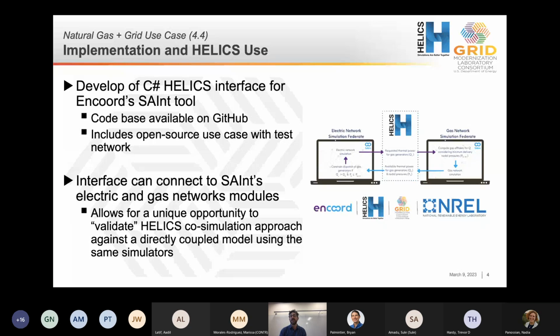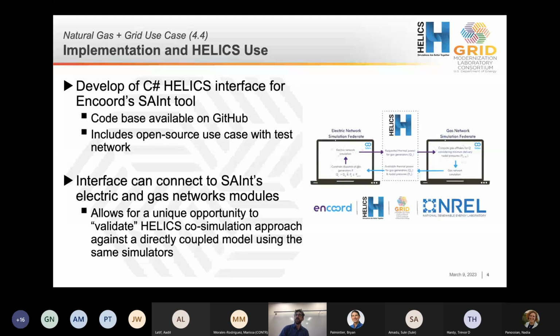A really exciting part of this use case was the fact that Saint also has an electric simulator, an electric federate that would model power flow. One of the things we took advantage of was to use this adapter to connect a gas and a grid co-simulation, using both of the Saint tools. This diagram on the right depicts it: we stick Helix in between what Saint does in terms of communicating between the electric and the gas network.